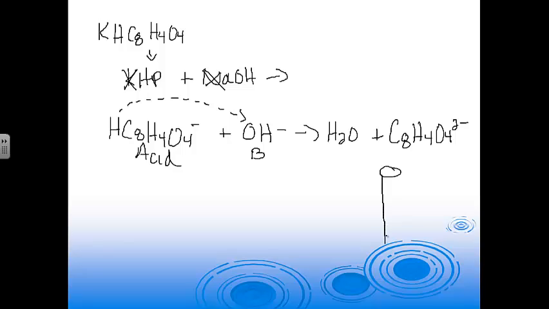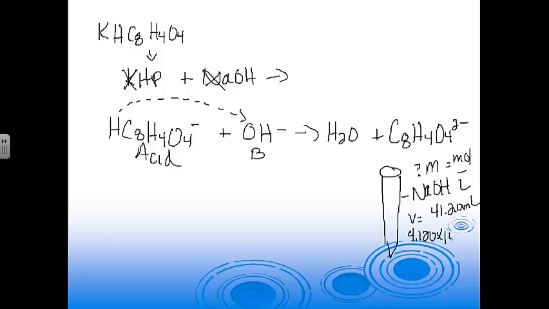Now again, the chemistry that's taken place here: we have a burette that would have sodium hydroxide in it, and for that sodium hydroxide, we're looking for the molarity. The volume is 41.20 milliliters. Remember, molarity is moles per liter, so the volume I already know is going to be 4.120 times 10 to the -2 liters. So I know the volume.